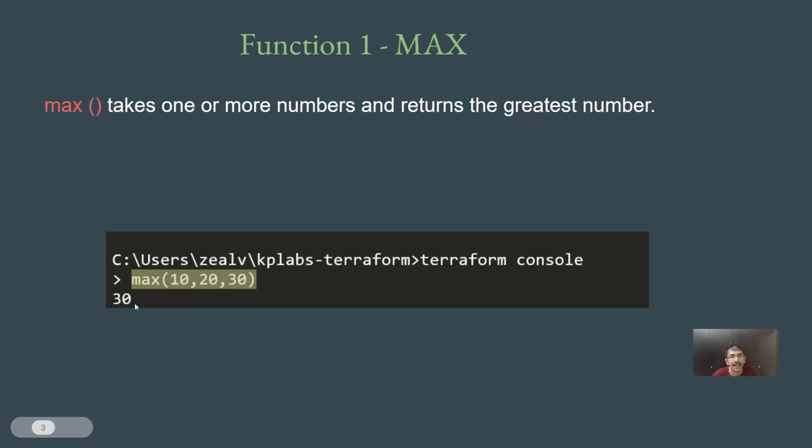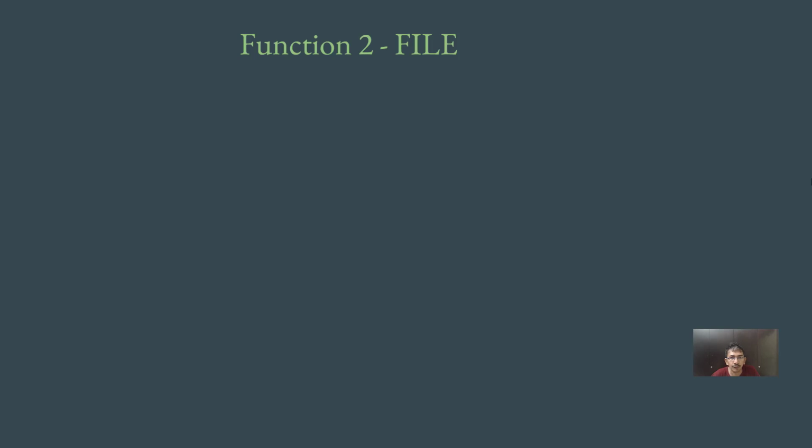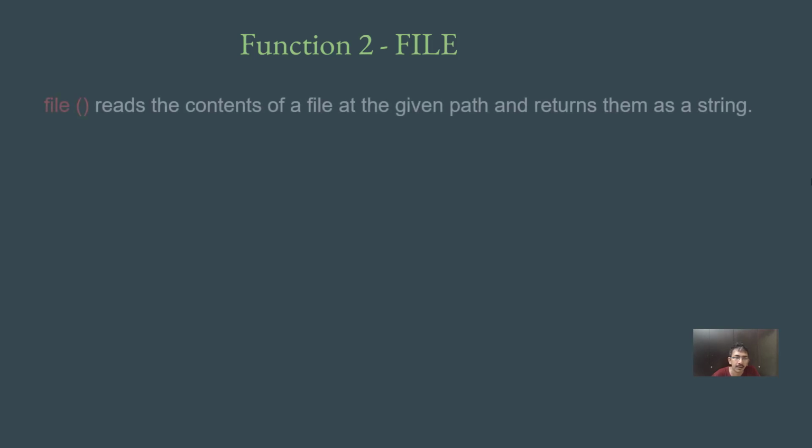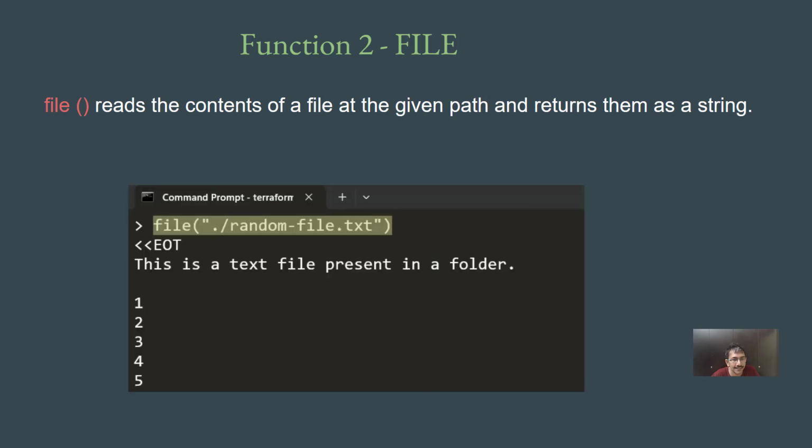This is one function. Let's take an example of one more function that is available in Terraform, and function number 2 for this PPT is called file. At a high level overview, the file function reads the contents of a file at a given path and returns them as a string. Let's understand this with a screenshot where we are using a file function. Inside the file function, we have specified a path to a file. In this case, it is random-file.txt, and in the output of this function, you get whatever the contents of this file are. This is a text file present in a folder: 1, 2, 3, 4, 5. All of these are the contents of random-file.txt.